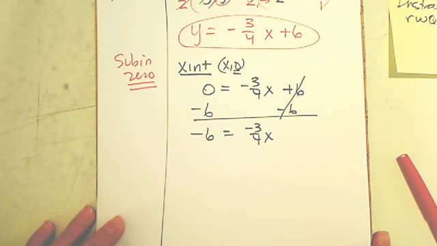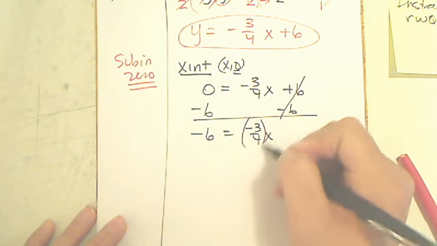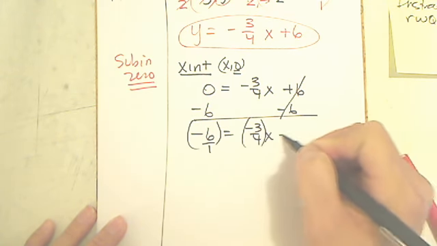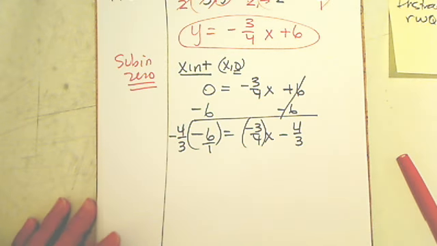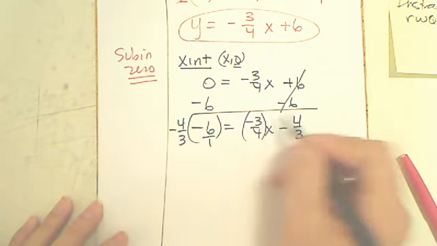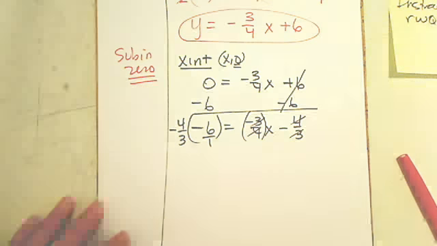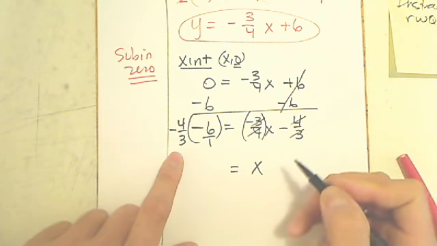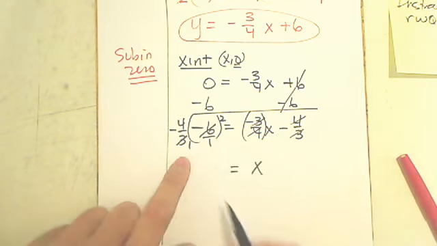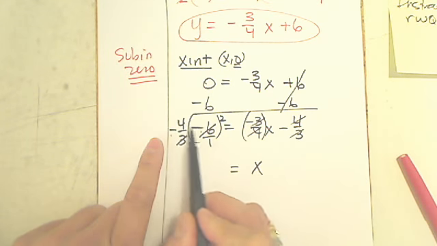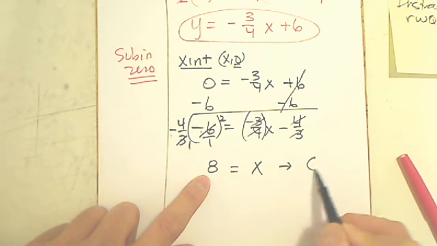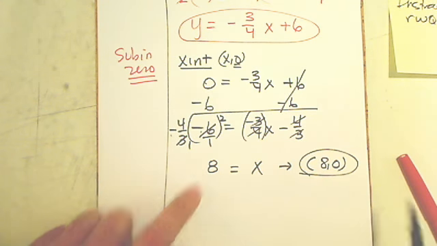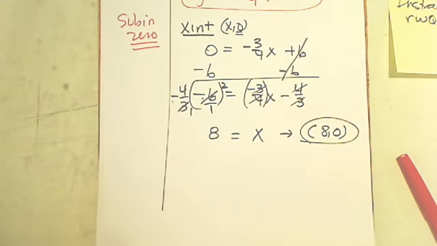One more step. Reciprocal of 3/4. Negative 4 over 3. Negative 4 over 3. What happens to the x's? Cancels out. Go on the left side. Reduce, reduce. Negative times a negative is positive. 4 times 2, 8. Your point is 8, 0. This is a tricky problem.